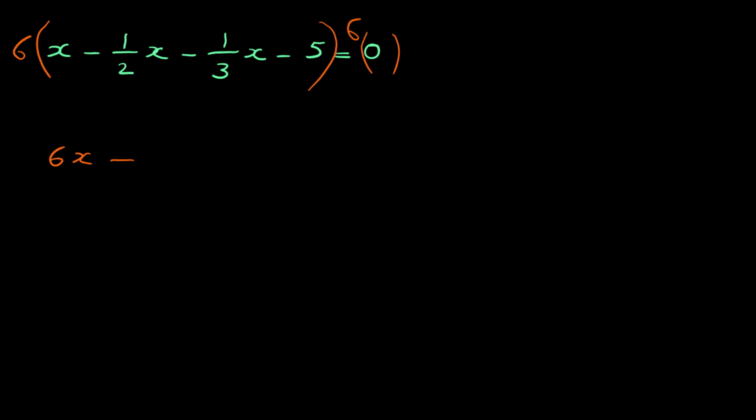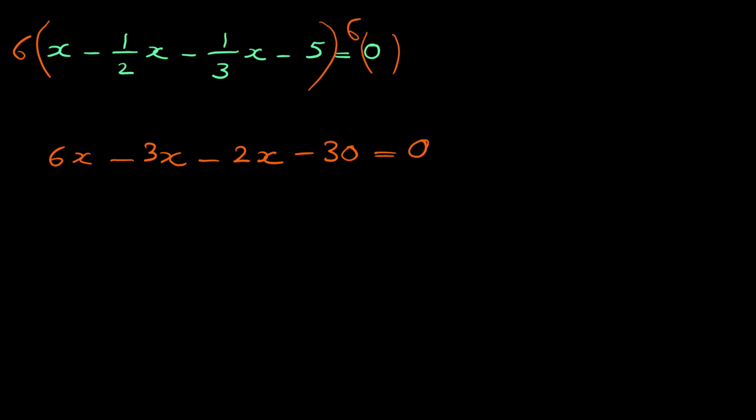So 6 times 1/2 x is 3x, but don't forget you have a negative, so negative 3x minus 6 times 1/3 x is 2x, because 6 divided by 3 is 2. 6 times 5 is 30, so minus 30 equals 6 times 0 on the other side is 0. So by multiplying both sides by 6, we have this.